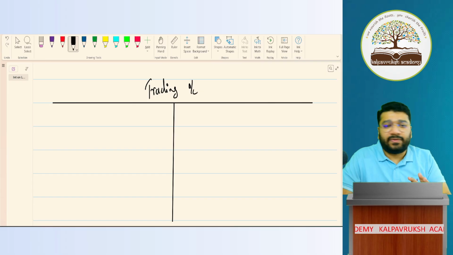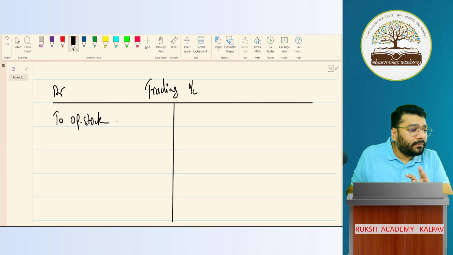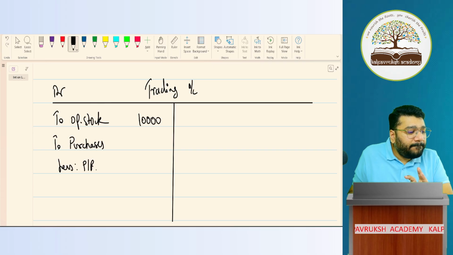What all will come on the debit side first? Okay. Debit side, to opening stock. Imagine it is 10,000. Then what comes? To purchases, less purchase return. Imagine it is 2 lakh rupees.